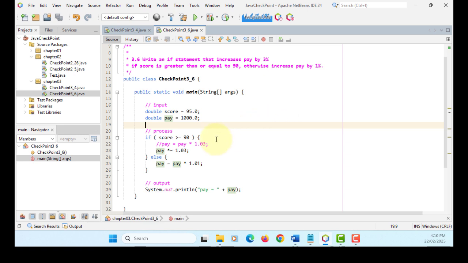So for this exercise, you need to know how to use if your condition is true inside. If the condition is false, after the else statement here, increase by 1%. Also, it's a good idea to know how to use the augmented operator. Instead of saying pay equal pay multiplied by 1.03, you can say pay multiplied by equal 1.03. Also, you can use equal together.